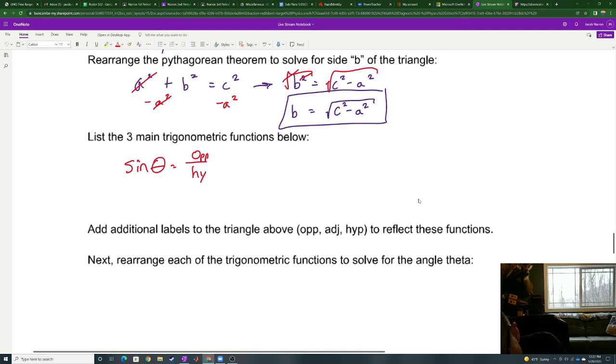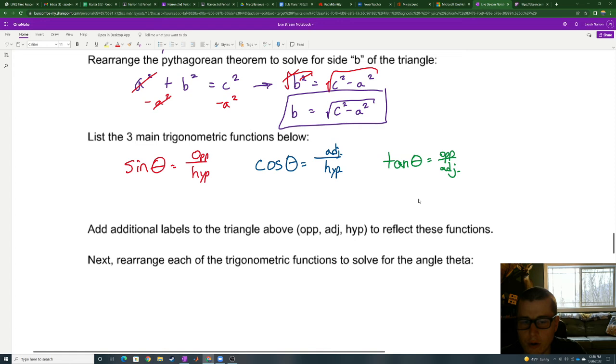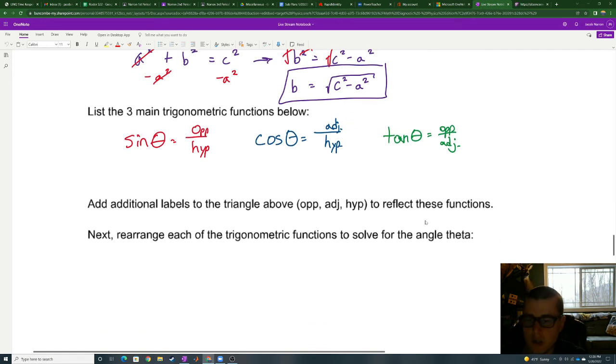And then you also have TOA. So that's tan of theta is equal to opposite over adjacent, excuse me. So SOH CAH TOA, however you want to remember it. Add additional labels to the triangle above to reflect these functions.